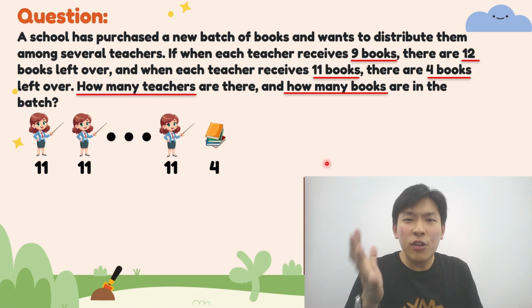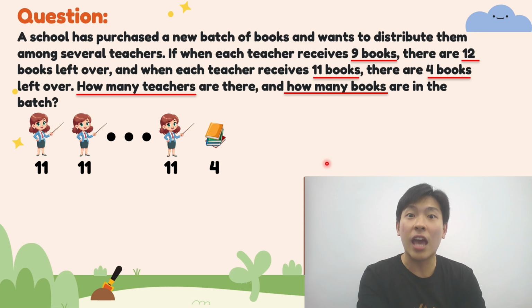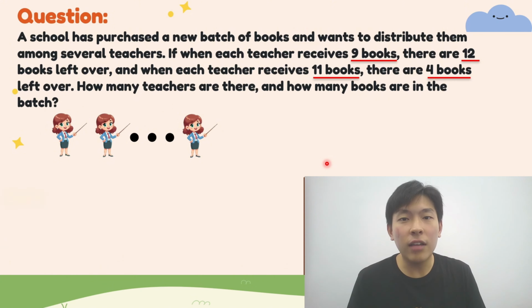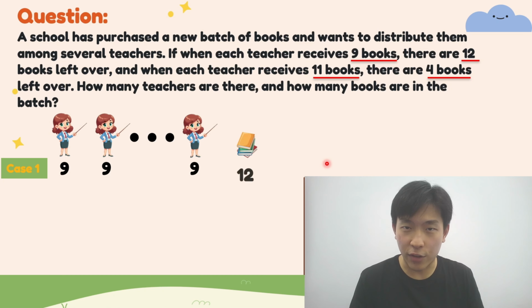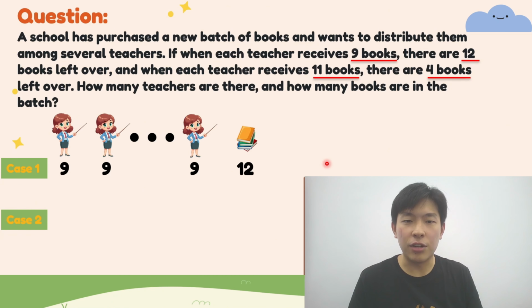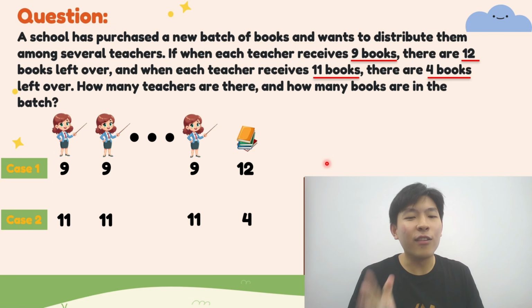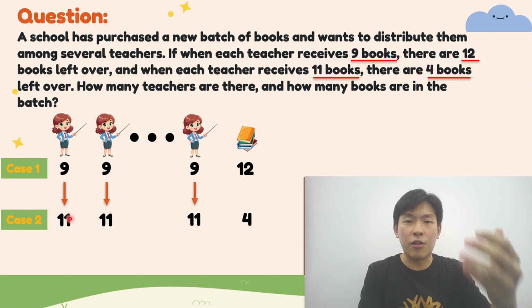That's right. If looking at them one by one is too complicated, maybe we can write both of them down and maybe we can observe something. Let's try. So now we have some teachers as well. And case 1. When each teacher receives 9 books, there are 12 books left over. Case 2. When each teacher receives 11 books, there are 4 books left over. Now this is much clearer and we can see that the change in the number of books owned by the teacher actually increased by how much? Perfect! It is increased by 2.